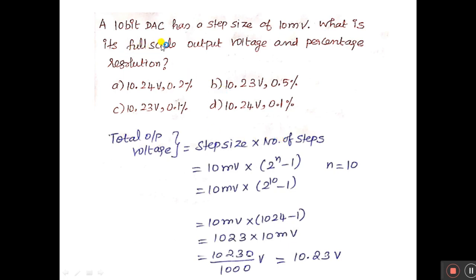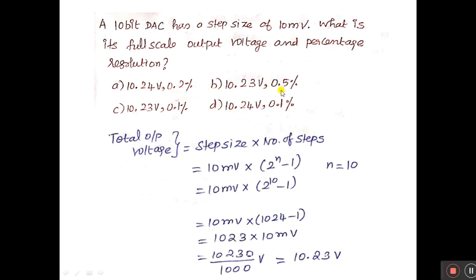The question is the full scale output voltage. The formula is step size multiplied with number of steps. Number of steps formula is 2 power n minus 1, where n value is given as 10 bit. The step size is also given, 10 millivolt. So 10 millivolt multiplied with 2 power 10 minus 1. So 2 power 10 is 1024 minus 1, which becomes 1023, into 10 millivolt. The answer is given in terms of volt only, so I am dividing this answer by 1000. Now I am getting 10.23 volt. So option C and option B are valid, and option A and D are not necessary.